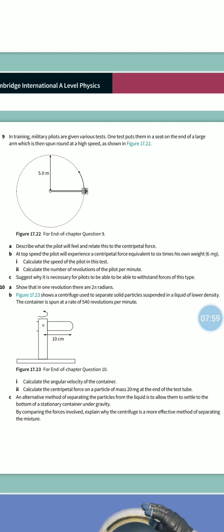But the problem is the centripetal force. We know that centripetal force is the force that is required to keep something in motion in a circle, but it is acting towards the center. Then why is it that the pilot is feeling that he is getting thrown out of the circle?